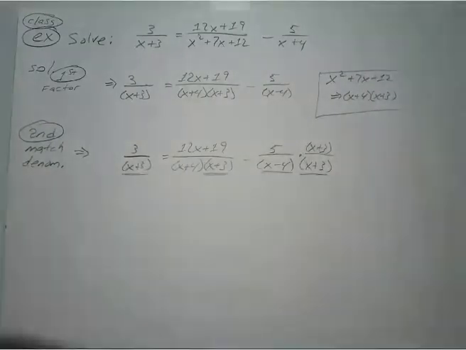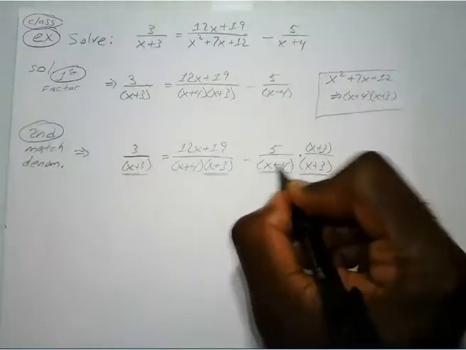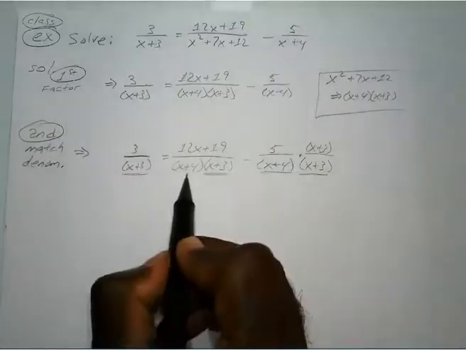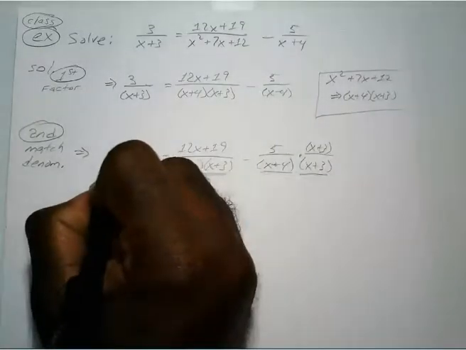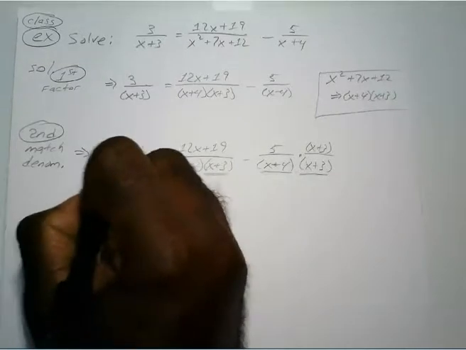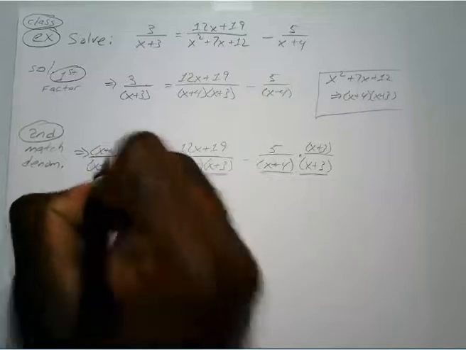We also have an x minus 4 here. Oh, x plus 4. Sorry about that. So we have an x plus 4 here and x plus 4 here. So we're missing an x plus 4 here. So we multiply this one by x plus 4 and x plus 4 here also.